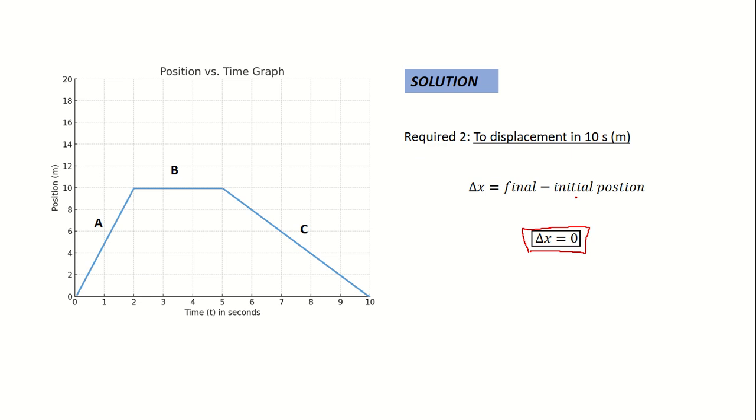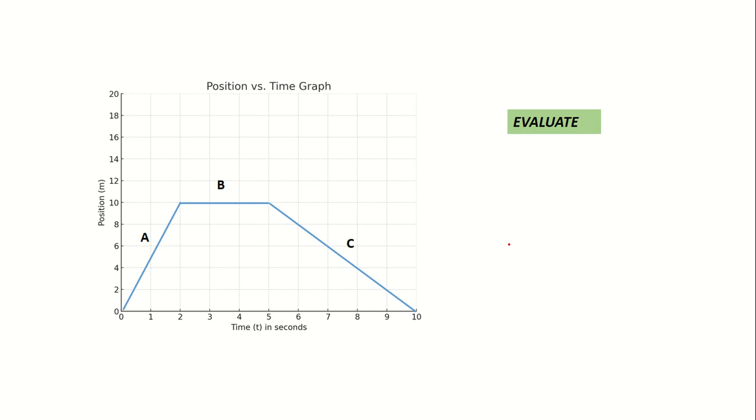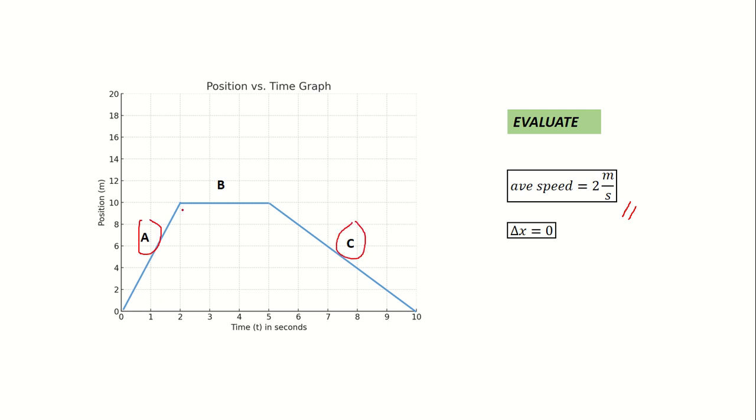So that's final minus initial. That's going to be 0 minus 0. So your displacement is 0. Again, the last part of the problem solving is to evaluate. The average speed is 2 meter per second. Kasi total distance mo is 10 here and then 10 here. So that's a total of 20 back and forth. And that over 10 seconds. So this makes sense. Again, the displacement is 0 since you went back to the starting position.